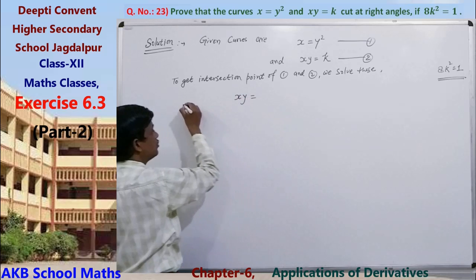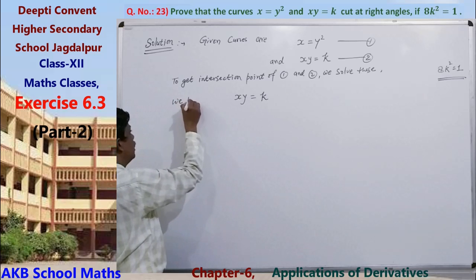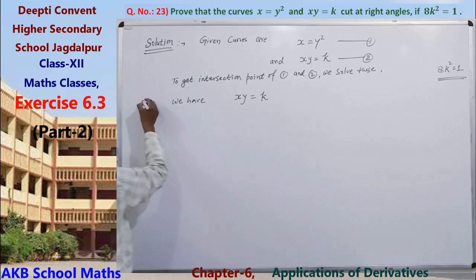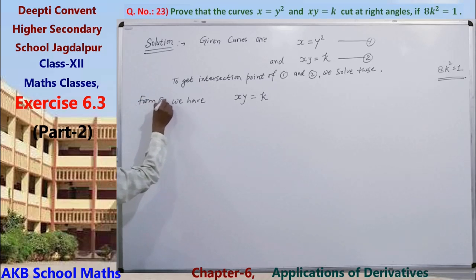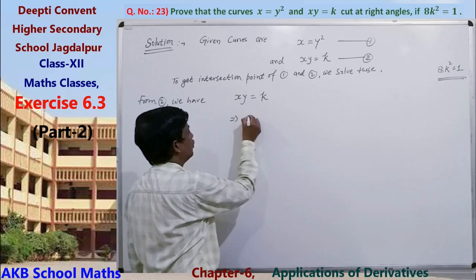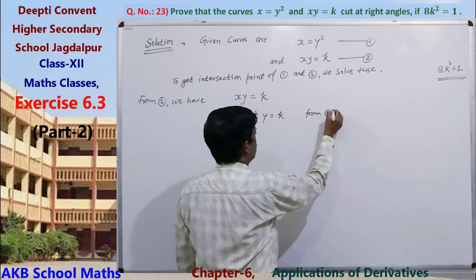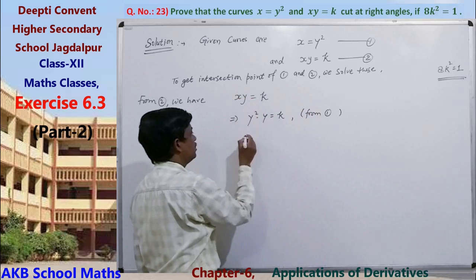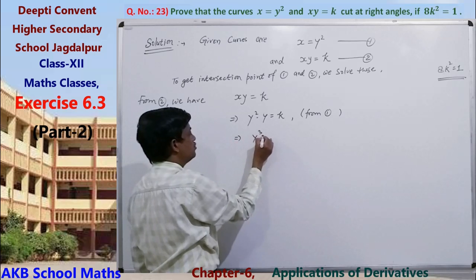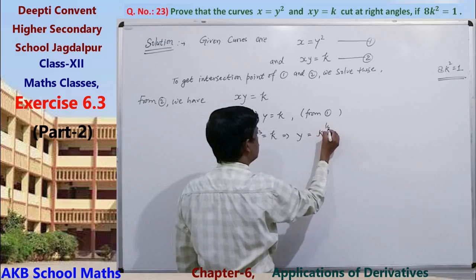Xy equals to k. We have xy equals to k from 1. From 2, we have xy equals to k, implies y square into y equals to k from 1. In place of x, y square. So y cube equals to k. This implies y equals to k to the power 1 by 3.